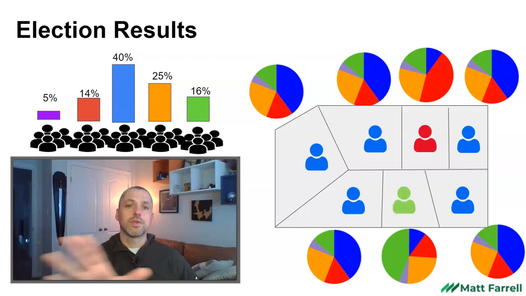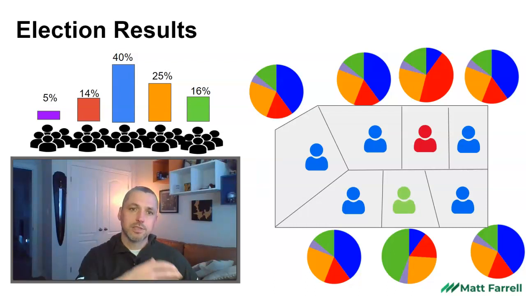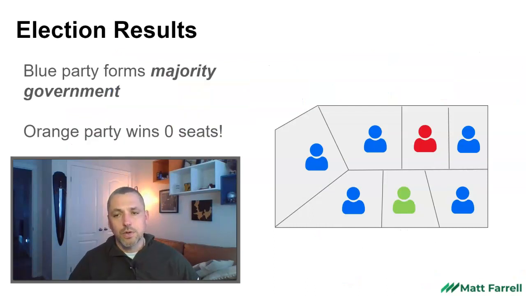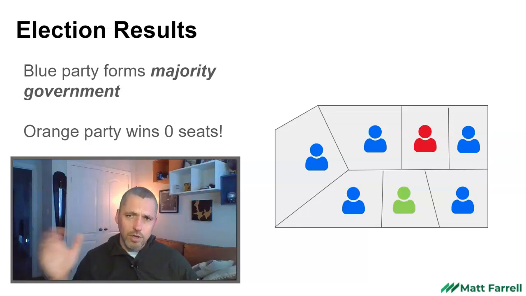So even though we've got a national popular vote that is spread between the different parties in that proportion, that doesn't matter. The only thing that matters is the results at the electoral district level. So when we step back, we assign the seats in the legislature, we realize that the blue party forms a majority government. They have a majority of seats in the legislature. Out of 7 seats, they have 5. The remaining 2 seats, the opposition seats, would be filled by the red party and the green party. The orange party, despite coming in second and getting 25% of the vote, gets no seats.